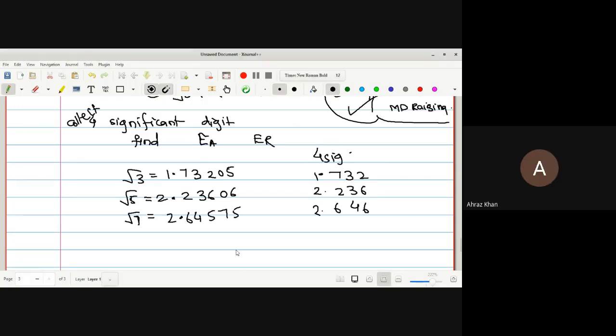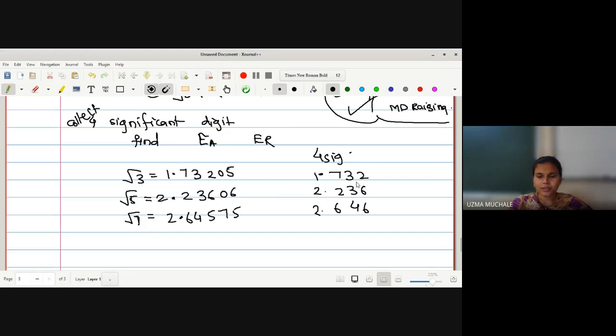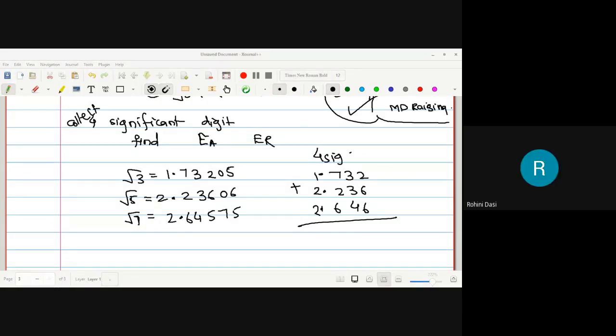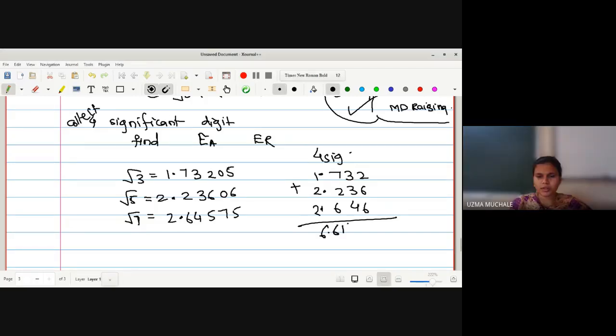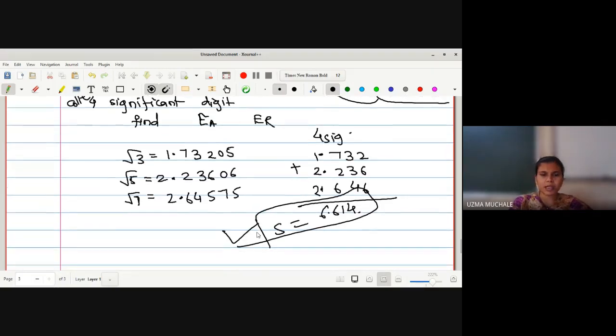Yes, ma'am. So after collecting the 4 significant digits, we have to add them. Tell me the addition. 6.614. So this is the sum we have calculated. But we have to find out the absolute error and relative error.